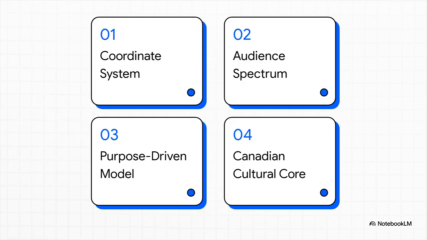Today, we're completely rebuilding your writing logic using a 4-part roadmap. First, the contextual coordinate system. Second, the audience analysis spectrum. Third, the purpose-driven model. And finally, the Canadian cultural core rules.